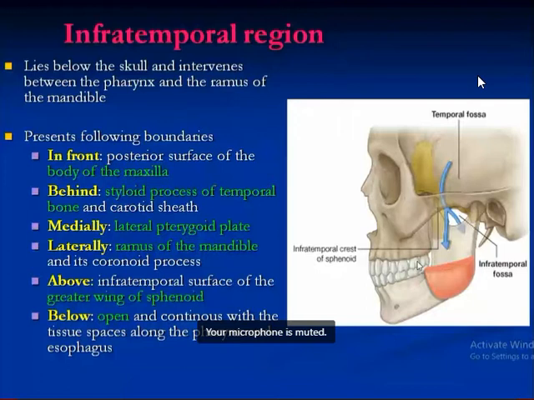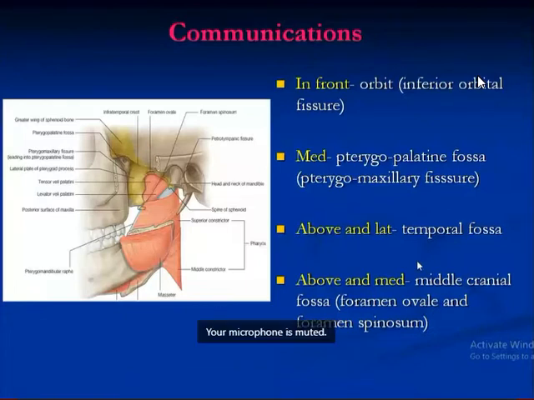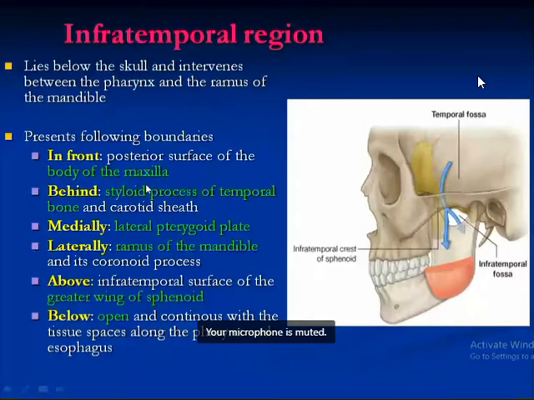Now we are talking about the communication. So this is the infratemporal region over here. The upper boundary is formed by the undersurface, or the inferior surface, of the greater wing of the sphenoid. You can see the yellow color over here, the bone. This is the greater wing of the sphenoid. The lower part, or the undersurface, of the greater wing will form the roof of the infratemporal region.